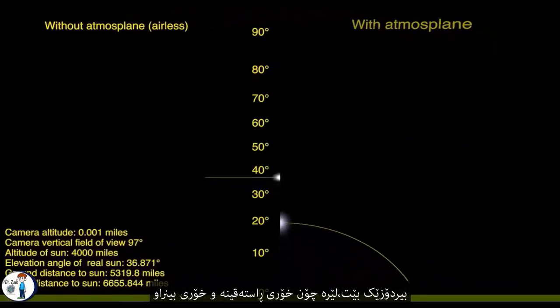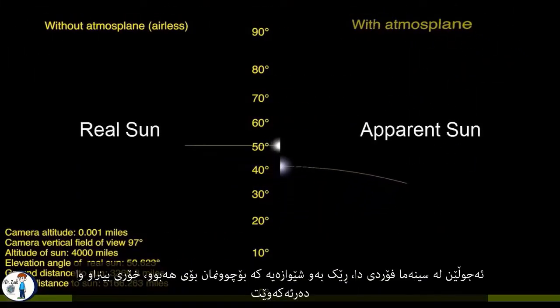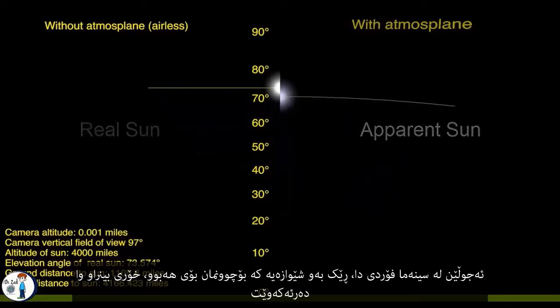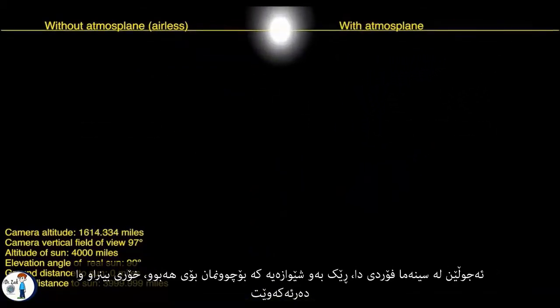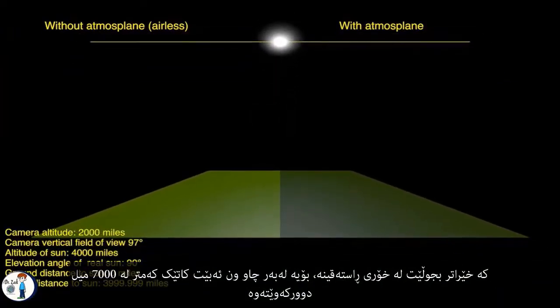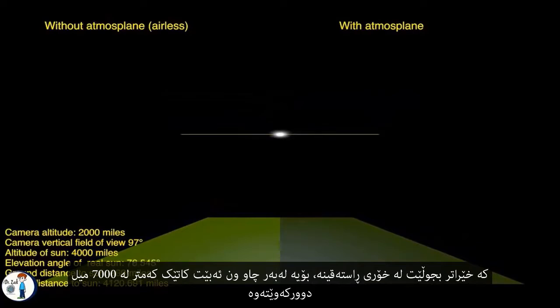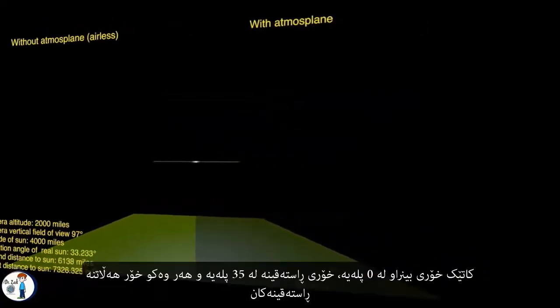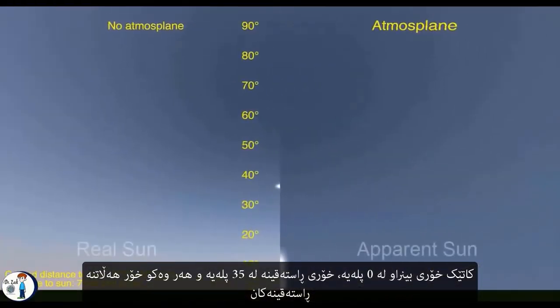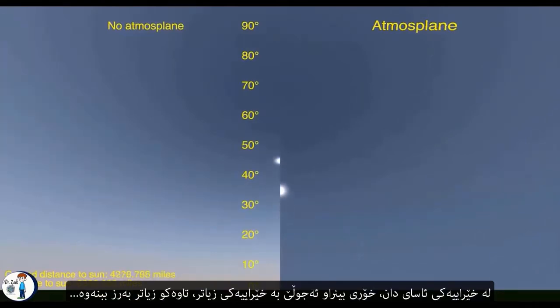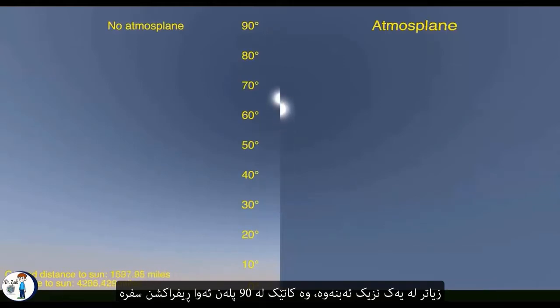Here is how the real sun and the apparent sun move in Cinema 4D. It's acting exactly how we expected. The apparent sun appears to move faster than the real sun. Therefore, it disappears in less than 7,000 miles away from the observer. When the apparent sun is at 0 degrees, the real sun is at 35 degrees. And as the real sun rises at its normal speed, the apparent sun follows at a higher speed. The more they rise, the closer they get, and when they are 90 degrees, the refraction is 0.